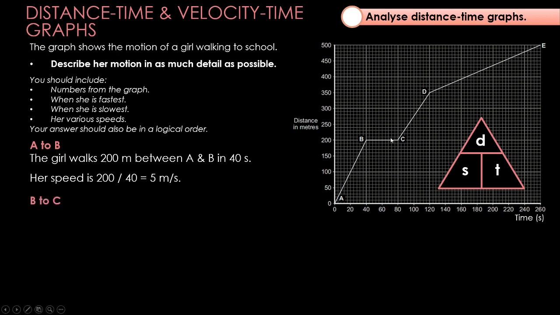Well, B to C, we have a flat line here on the graph, and a flat line would indicate that she is not moving at all. She's stationary or at rest.